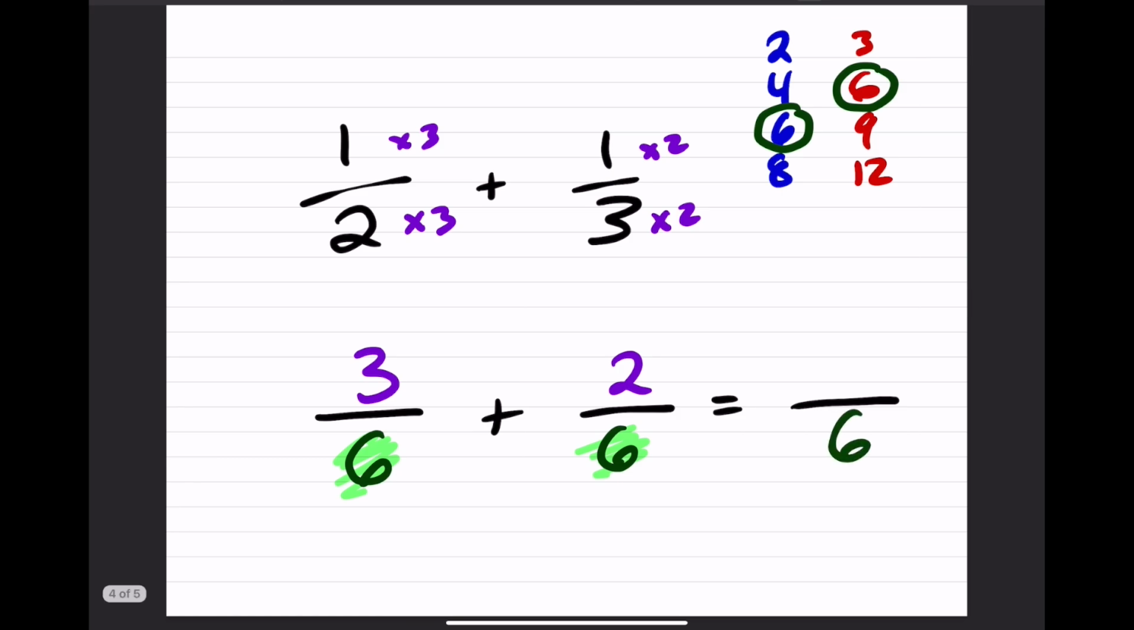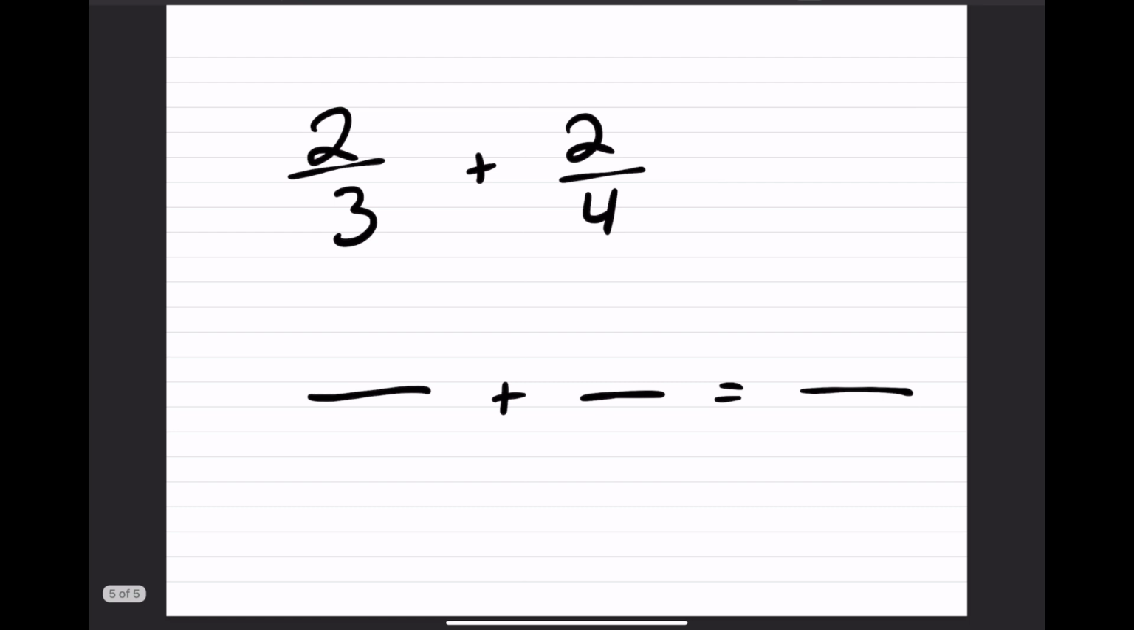And then we'll check out our numerators. So I've got a 3. I've got a 2. 3 plus 2 gives me 5. 5/6 can't be simplified, so we're all done here. So when our denominators are not like, we're going to multiply the fractions to get like denominators. Then we'll keep the like denominator, add the numerators. If possible, we'll simplify. Let's look at one more.